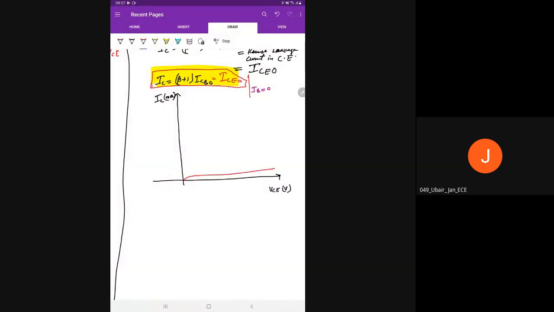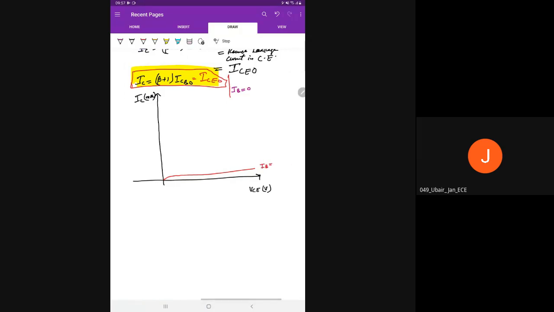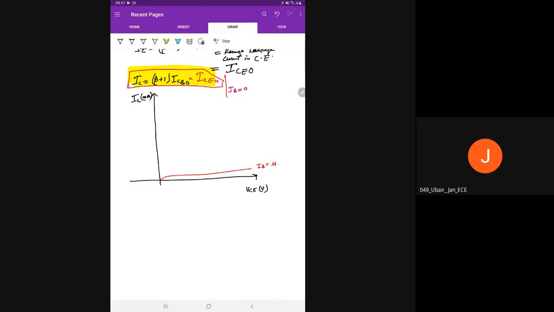Like this. So this current is for IB equal to 0 microamperes. And how much is this? This is quite higher. It is quite higher than ICBO.